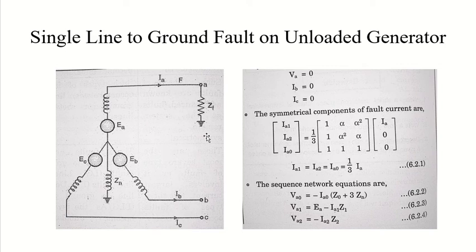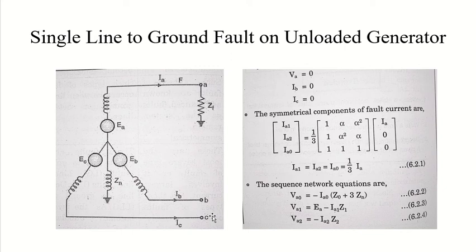Now when my line gets grounded, what will happen? There will be no flow of current in this phase or this phase, right? So IB and IC will become 0. And when we try to find the symmetrical components, IA1, IA2 and IA0, we will call it IA1 for positive sequence, IA2 for negative and IA0 for zero.